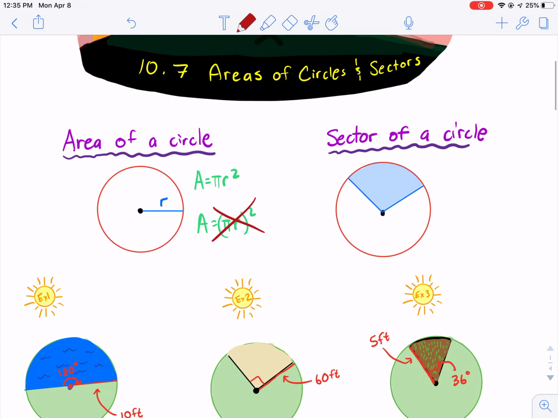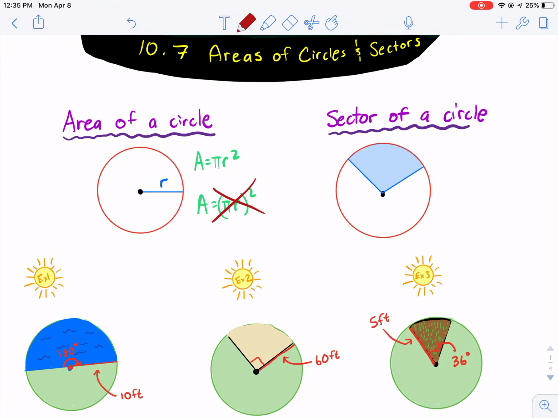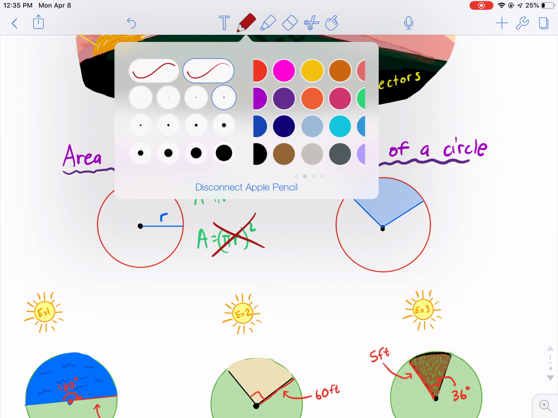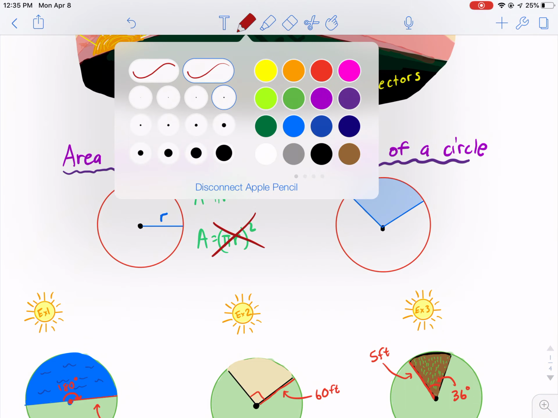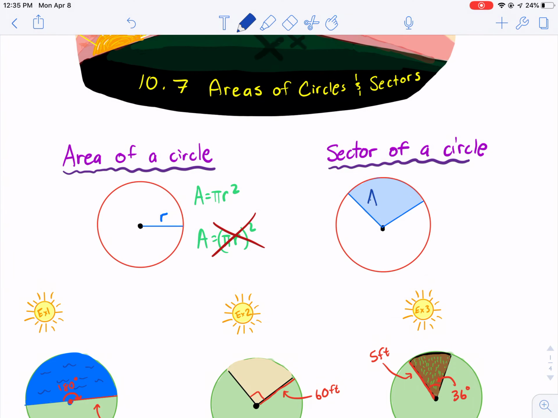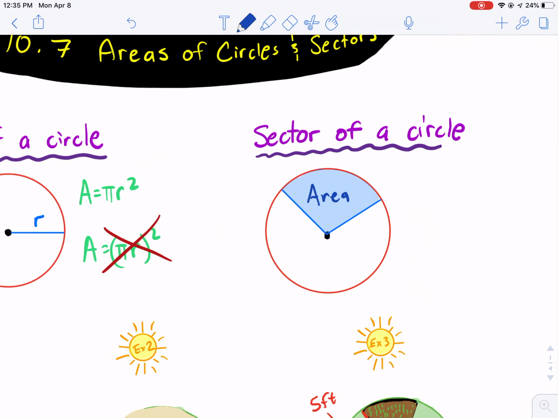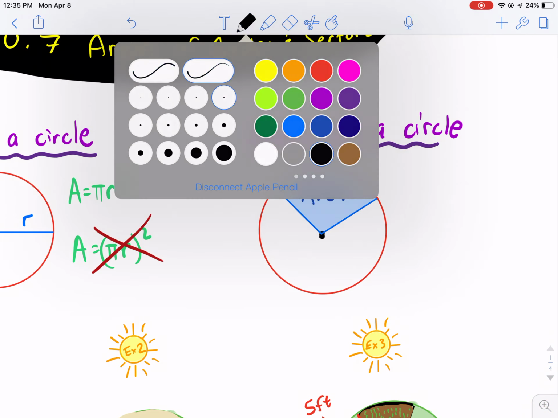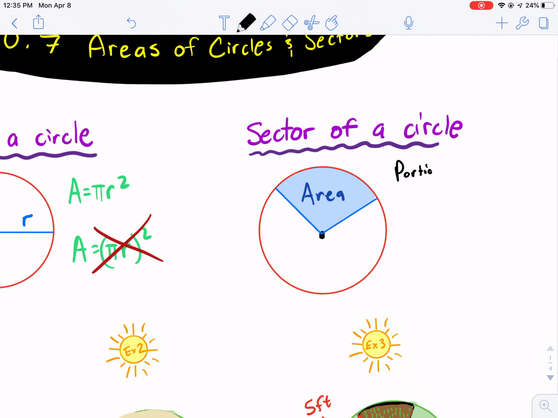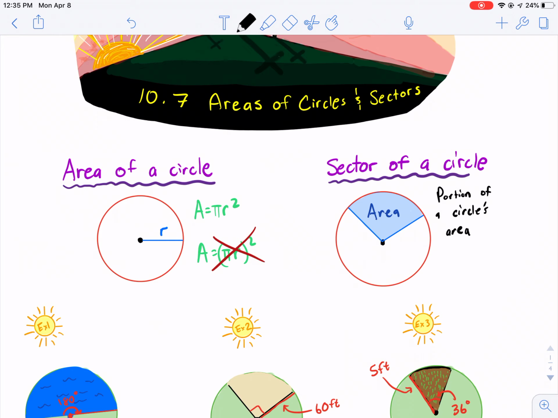Here we go. So, sector of a circle. As I said before, with 10.6, we're dealing with arc length and circumference, which are measures of distance. This time we're going to be dealing with area. So now we're talking about a sector of a circle. A sector of a circle is the portion of a circle's area. As you guessed, it's a measure of area, so we're going to be dealing with units squared.